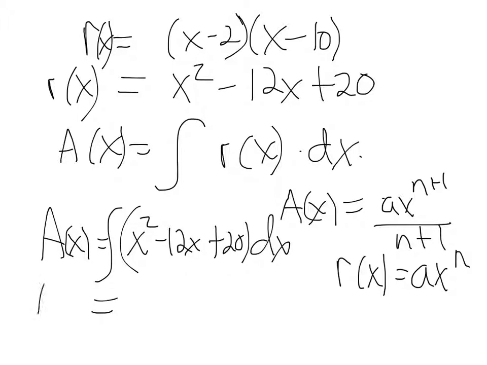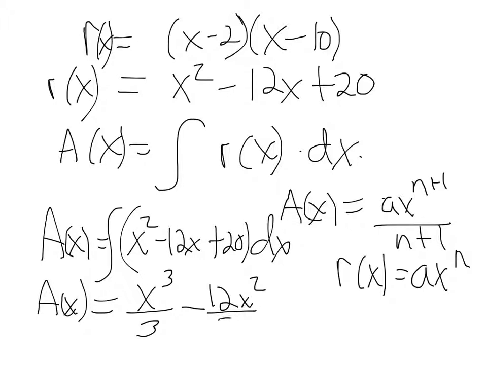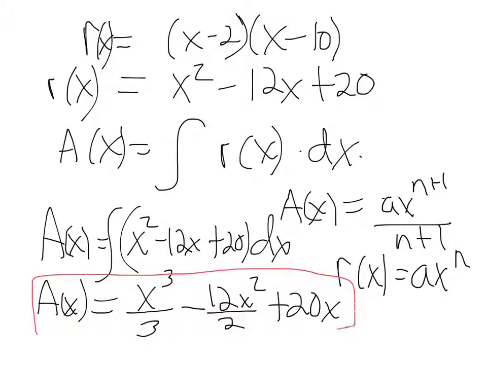So A of x will equal x cubed over 3 minus 12x squared over 2 plus 20x. Okay, so that is our accumulation function. That does not tell us at all how much snow there was in the ground at the start of the storm or before it started to melt. It just tells us how much the snow is changing by over a period of hours.